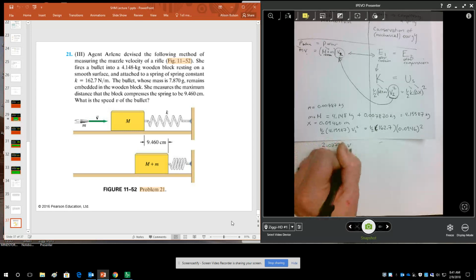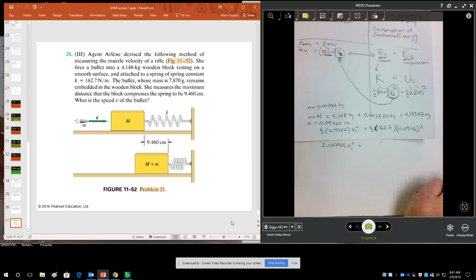So 2.07793. Why am I using all these digits? V2 squared equals all this business, the spring potential energy. 162.7 and 0.0946 quantity squared. Oh, I got a syntax error. Oh, goody. I cannot track where I have my error. So that's fun. I'll just clear it. What did I have here? I have to start over because I got a syntax error.